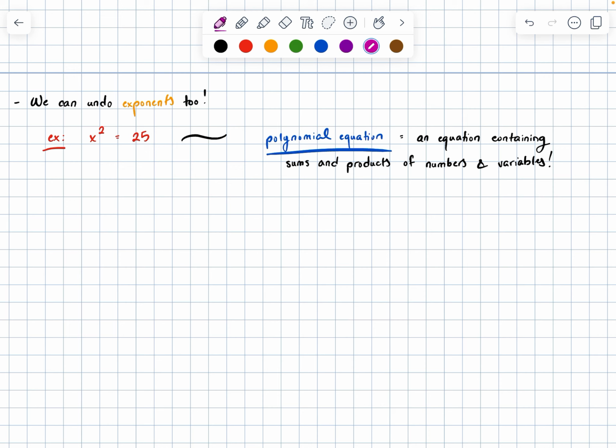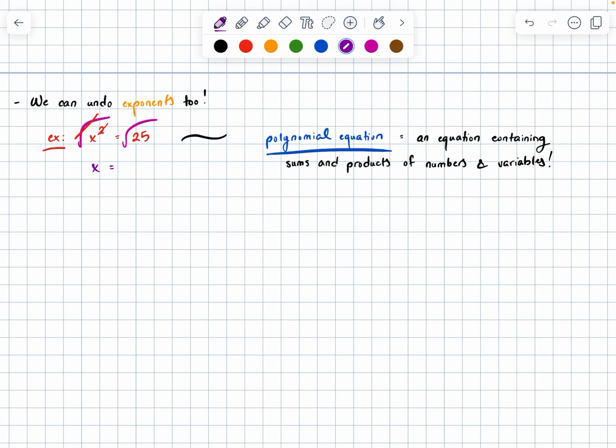Well, I know the opposite of a square is a square root. So I'm going to take the square root of both sides of this equation to get rid of the square. So here, I know that a square root and a square will cancel each other out. On the left, I'm just left with x. On the right, though, I have the square root of 25.